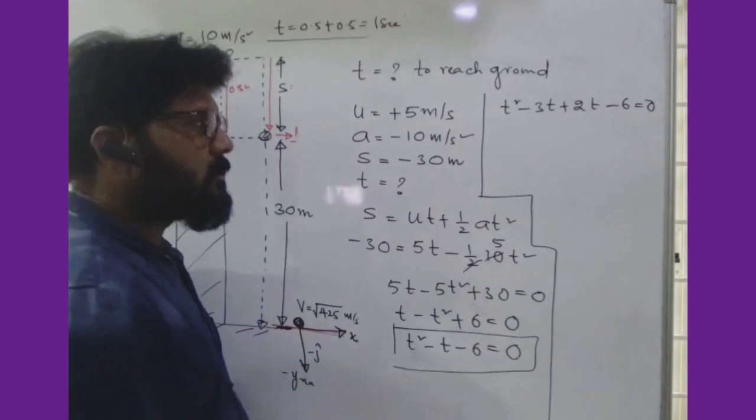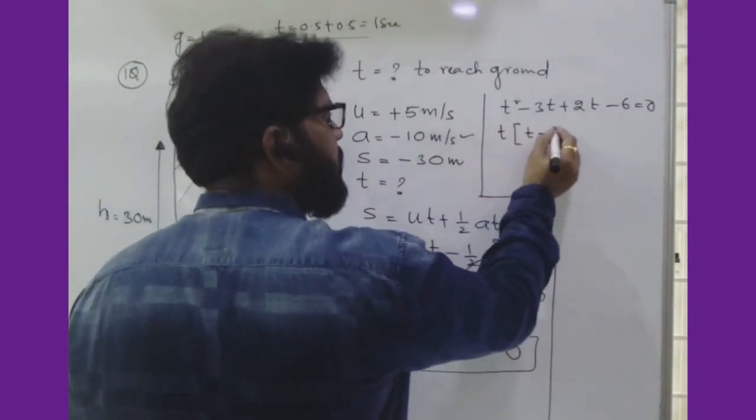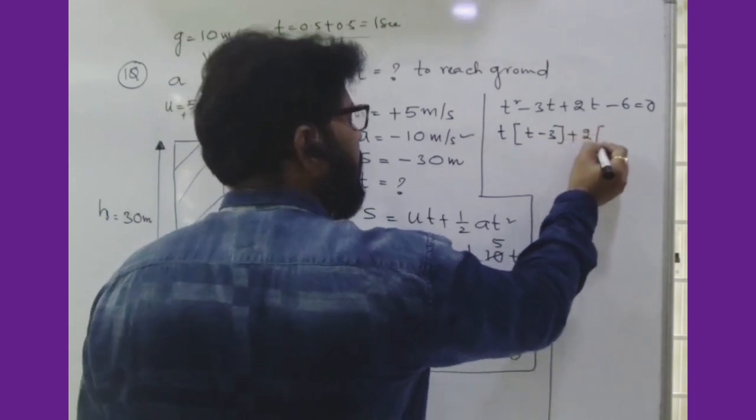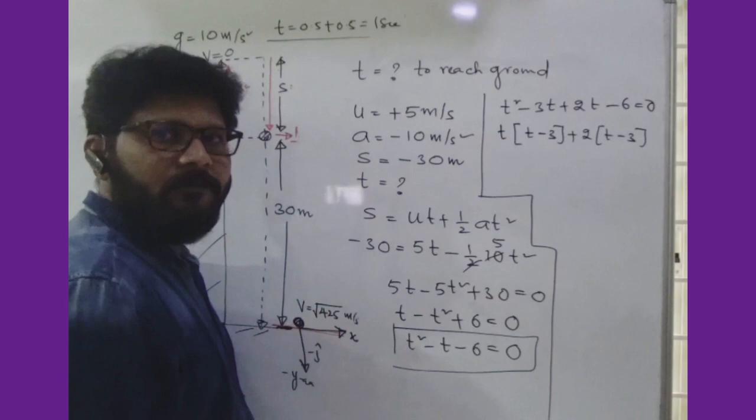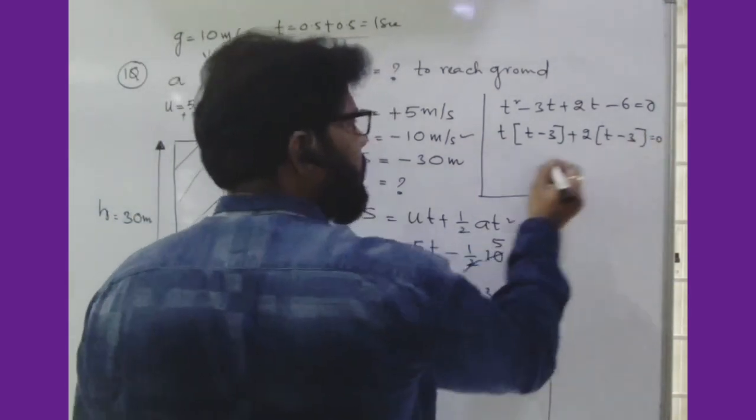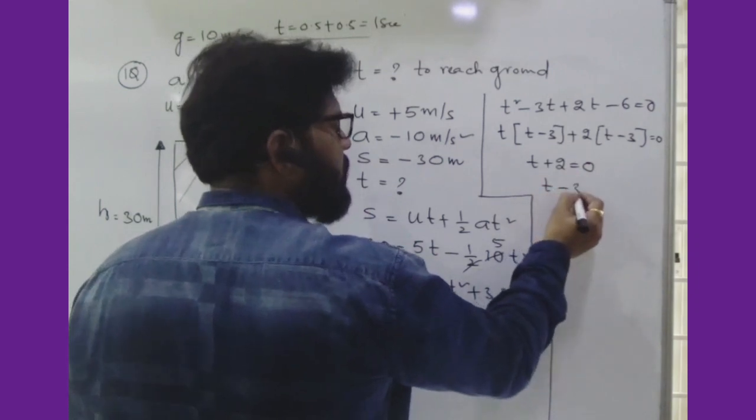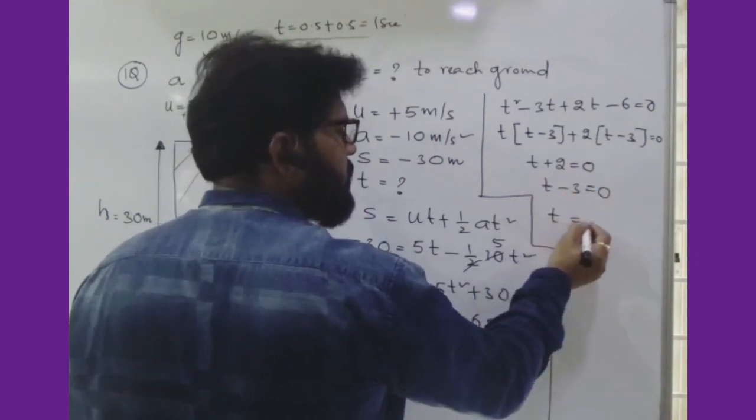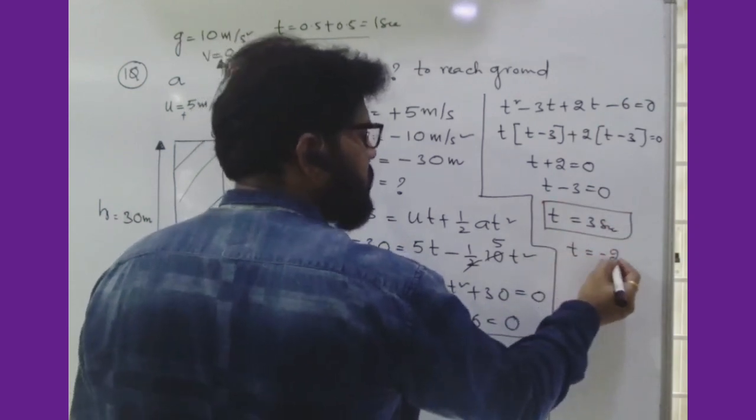That means if I take t as common, t minus 3, and if I take 2 as common, plus 2 times t minus 3 is equal to 0. That means t plus 2 is equal to 0 is one possibility, and t minus 3 is equal to 0. So t is equal to 3 seconds is one answer, or t is equal to minus 2 seconds.